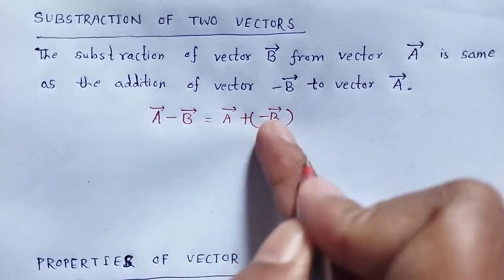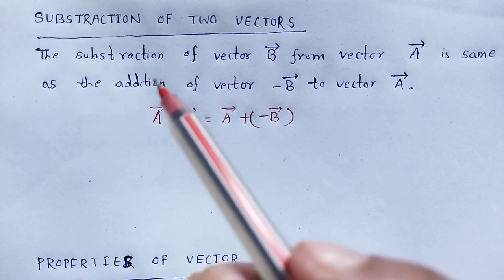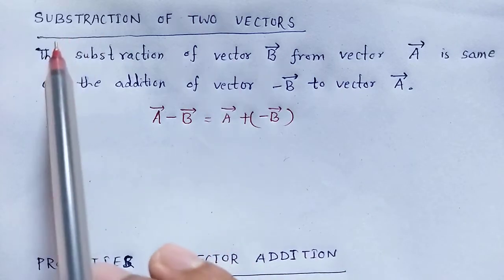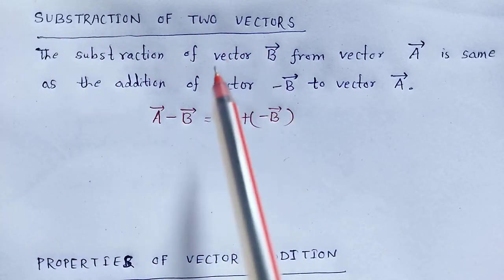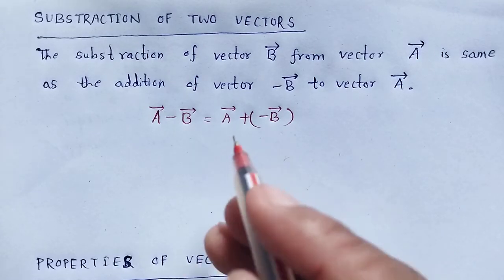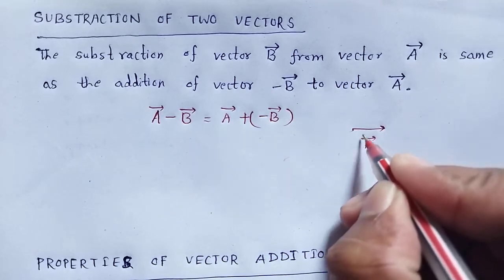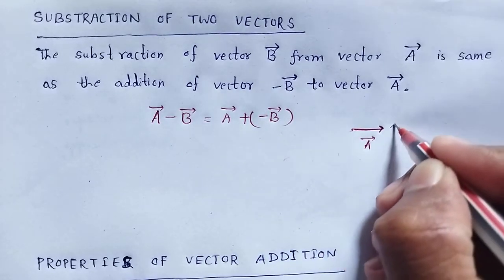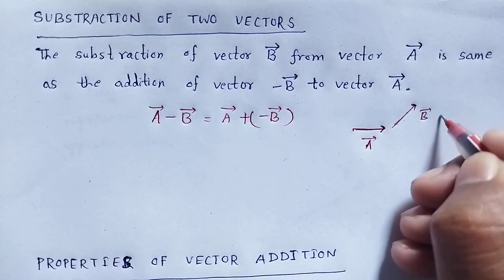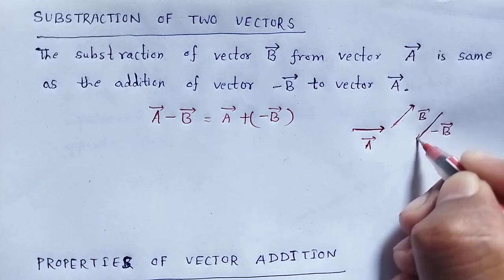We can write it in this way. Also, we can apply the triangle law of vector addition and the parallelogram law of vector addition in case of subtraction of two vectors, as subtraction is nothing but the addition of its negative vector. So let A be the vector like this and B is the vector like this, then the negative of B vector is just like this, that is minus B, the negative of B vector.